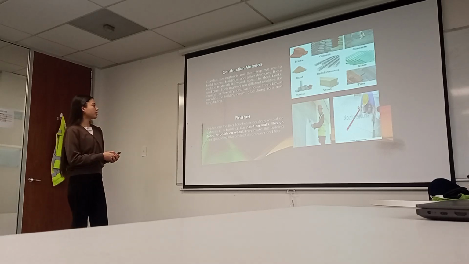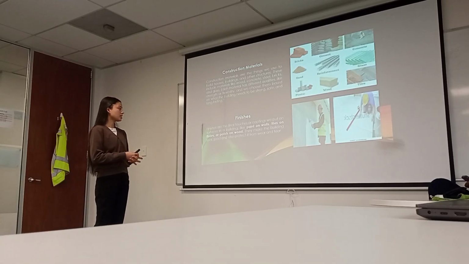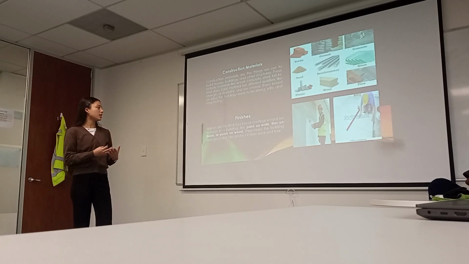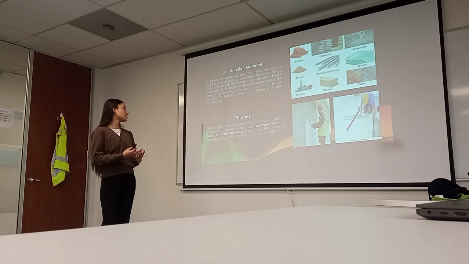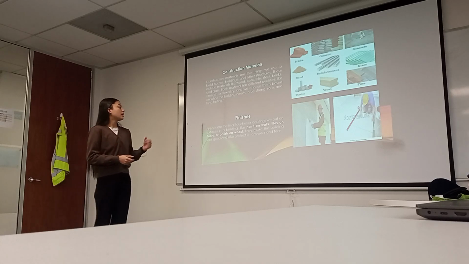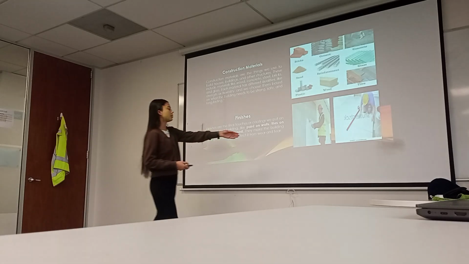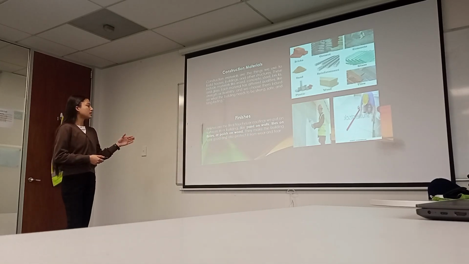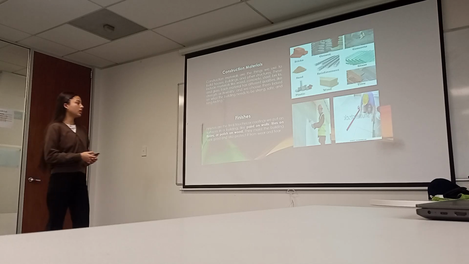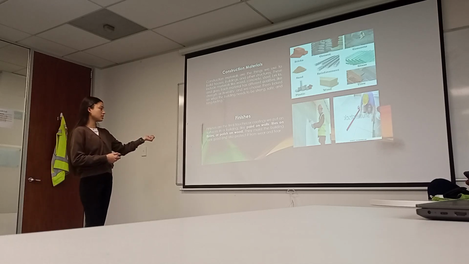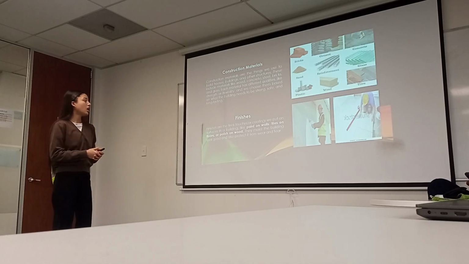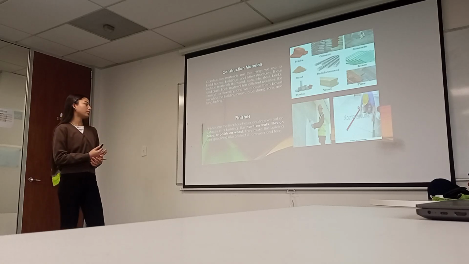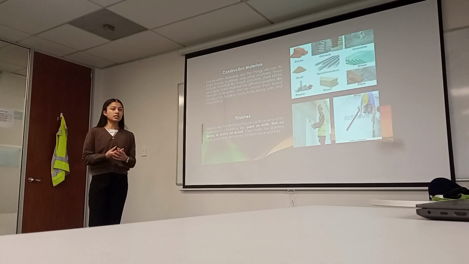And finishes are the final touches we add on the surface of a building, like paint on walls, tiles on floors, or polish on wood. I have also put the pictures here, like paint on walls and tiles on floors in the building. We usually use these as final touches. They make the building look beautiful and nice, and they also protect it from gradual damage.